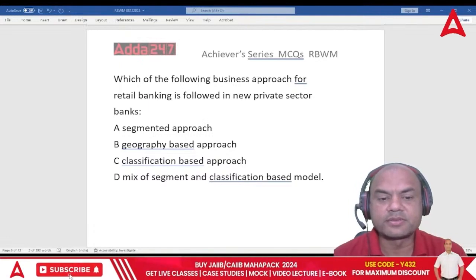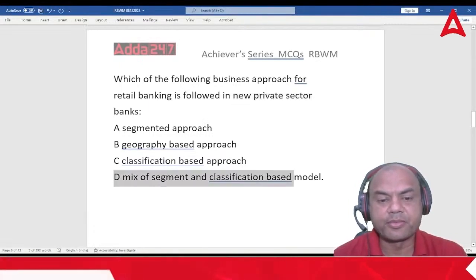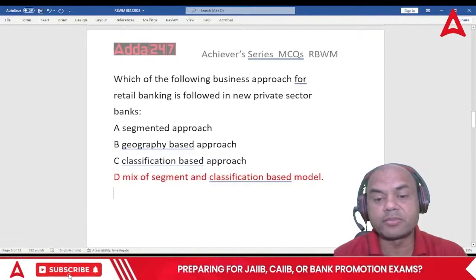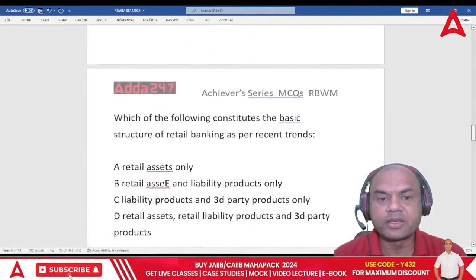The answer is mix. Remember, it's a mix. They always follow the mixed approach. New private, this Indian private sector banks. Okay. Next one.